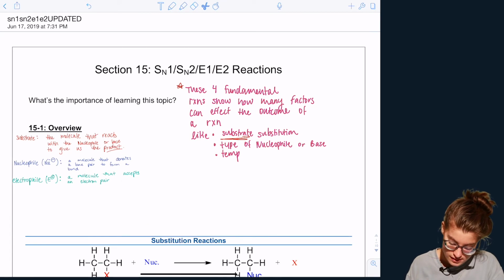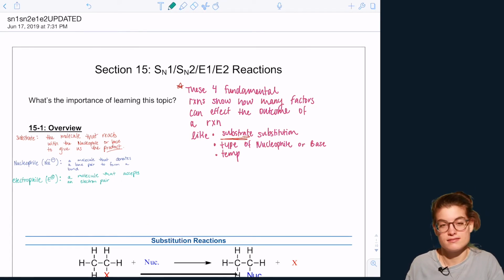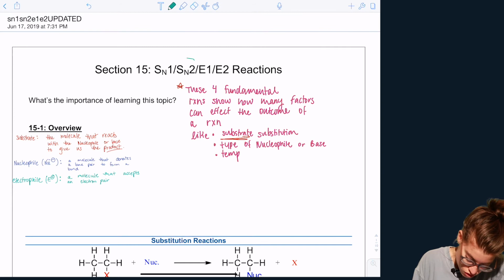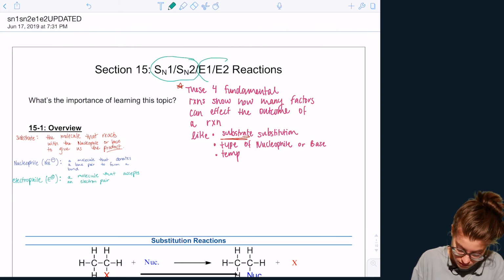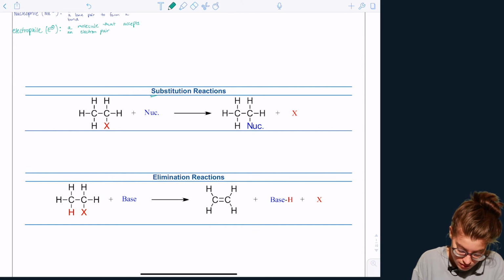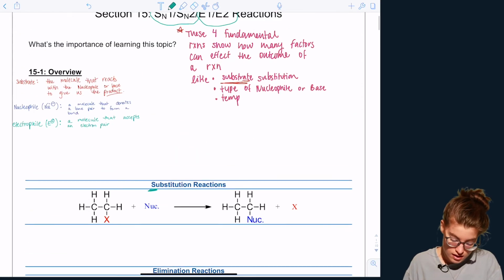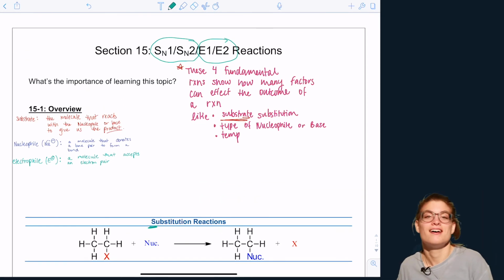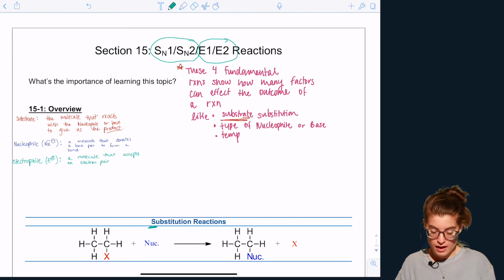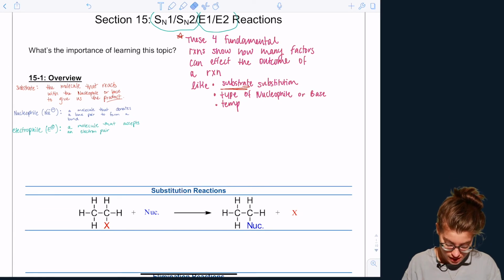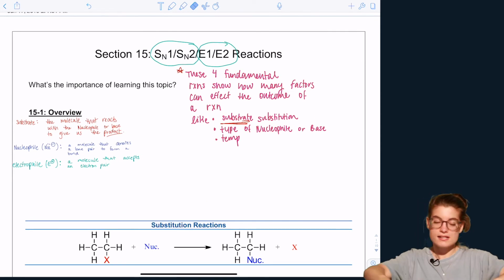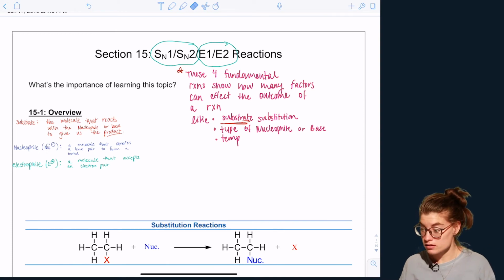So SN1, SN2, E1, E2, what do these stand for? Well, I feel like I'm going to spoil it because I'm going to talk about it. Well, actually, yes. So the first two that involve the S, and then we've got the E's, okay? So the S reactions are substitution reactions. The E reactions are called elimination reactions, okay? So, I don't know if chemists are just not very creative or if they're just trying to make their lives easier and students' lives easier by naming things, kind of describing what's happening.